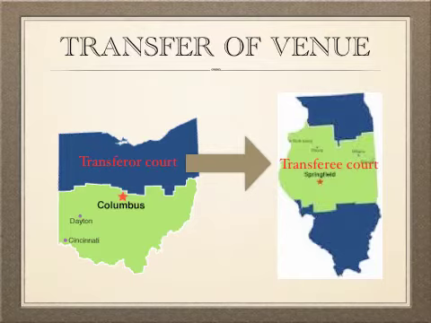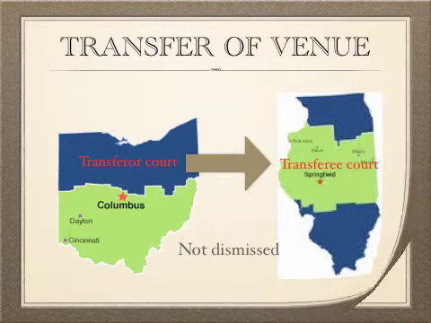One thing to note about transfer of venue is that the case is not dismissed. The case stays live. It merely moves from one court to another. So this is a depiction of transfer of venue in the federal system. We've got one entity, the federal system, and we see movement between district courts within it in transfer of venue.